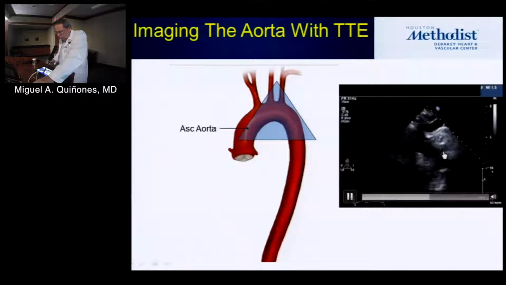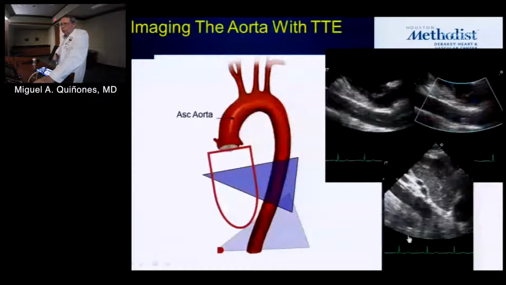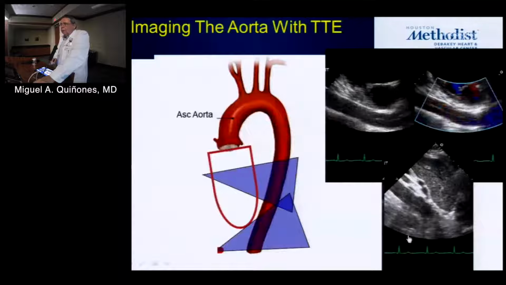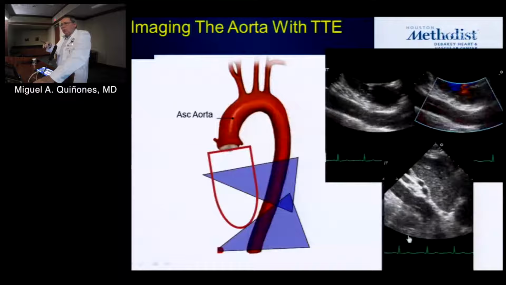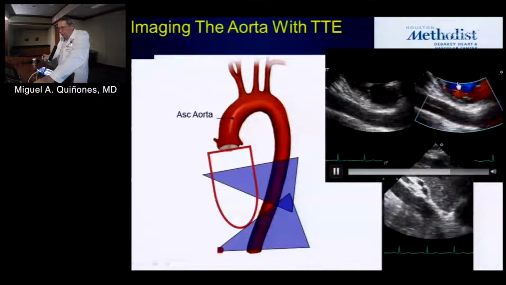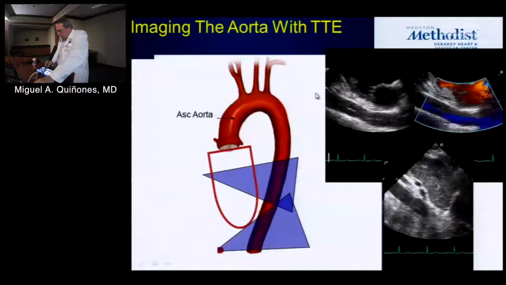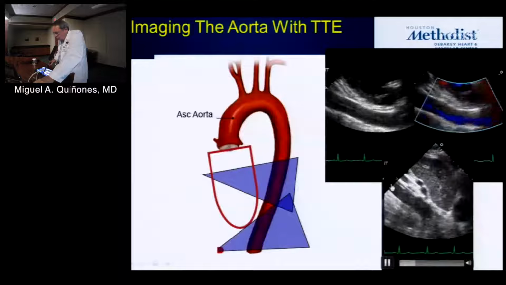The descending aorta is the most difficult, and to be honest, the best views are probably the short axis views, the same old short axis that we used to look at the LV. If you orient the transducer parallel to the spine, the heart is going to look very funny, but you may be able to open up the descending aorta nicely. And then finally, of course, the subcostal view gives you a look at the ascending aorta and abdominal aorta.